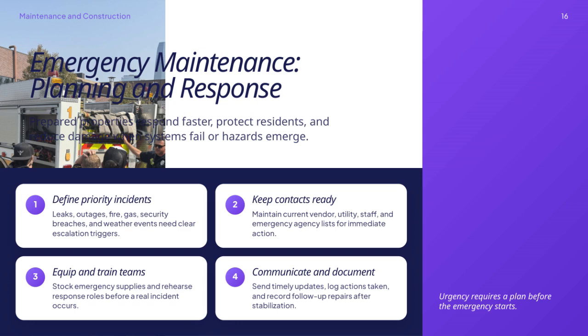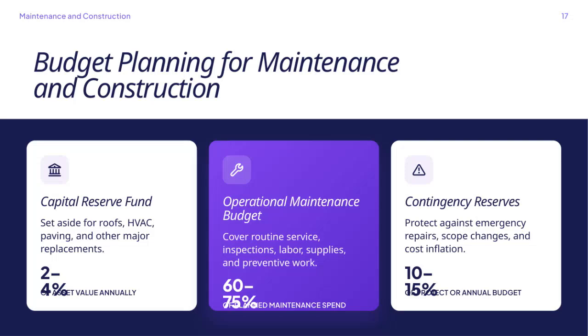Overall, properties that prepare thoughtfully not only respond faster, but also better protect residents and minimize damage. The urgency of these incidents means we have to plan and prepare well before any emergency actually occurs. When planning budgets for maintenance and construction, it's important to allocate funds thoughtfully across several key areas.